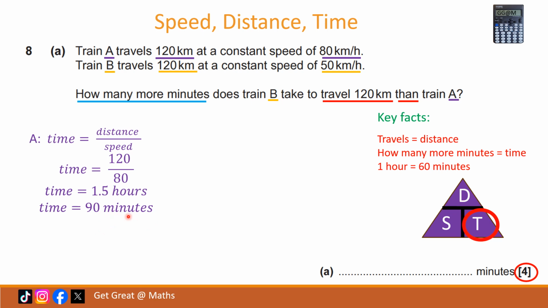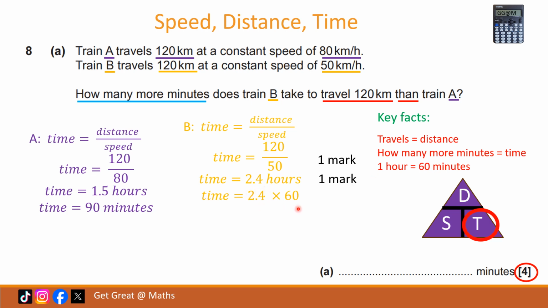We're going to do the same for train B. So train B travels 120 kilometres at 50 kilometres per hour. So we're going to do 120 divided by 50. This will give you a mark for dividing your distance by your speed. That will give you 2.4. You could type that in on your calculator. So working out the time in hours gives you 1 mark as well. I then need to convert this hours into minutes. Now we know 1 hour is 60 minutes. So if I times my 2.4 by 60, that will tell me how many minutes I've got, which is equivalent to 144 minutes for your 3rd mark.